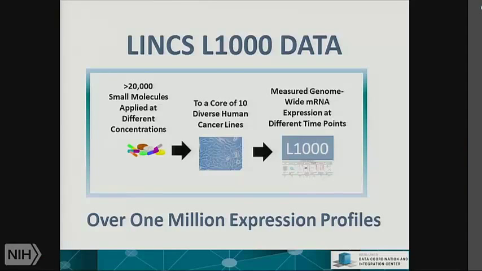So the connectivity map at the Broad Institute stimulated ten core diverse human cancer cell lines with over 20,000 small molecules applied at different concentrations, and then they measured gene expression using the L1000 technology at different time points. So in total they generated over 1 million gene expression profiles, and that data can potentially be a transformative contribution that can transform pharmacology and drug discovery.